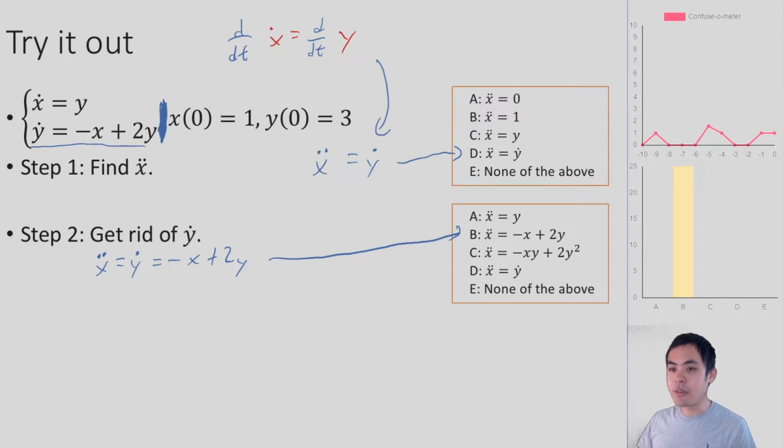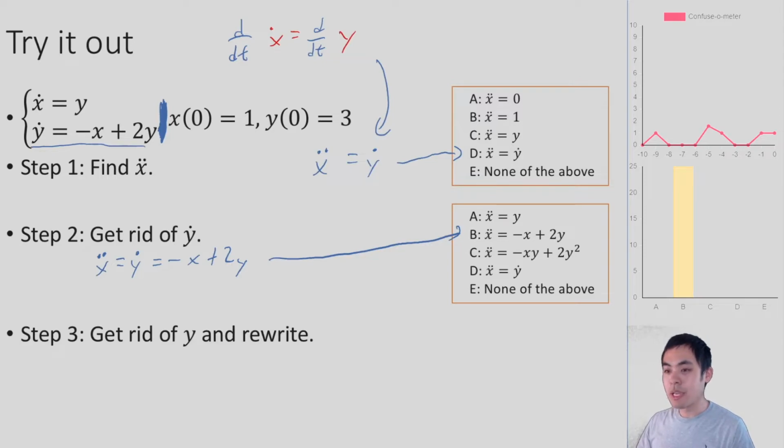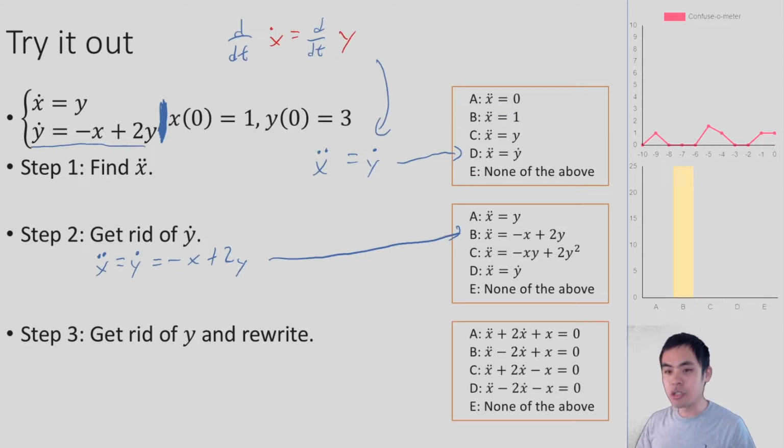So we've gotten rid of y dot, but then the next thing we have to do is get rid of y as well. And let's rewrite it. So which of these is it? Okay, let me reset the chat again. Okay, and so what we're going to do is get rid of y and rewrite.